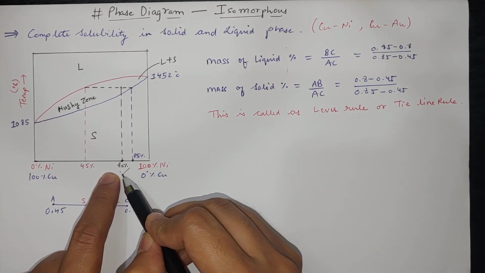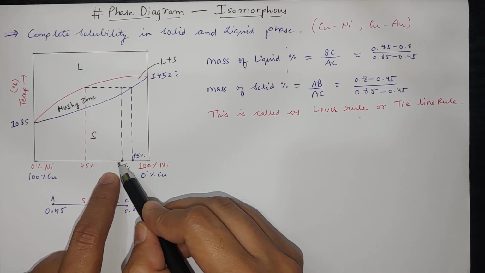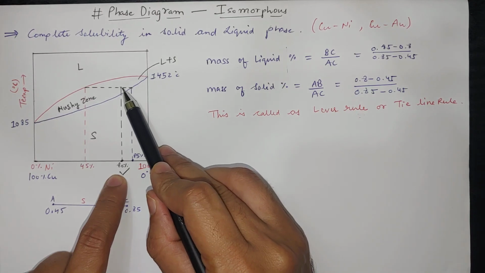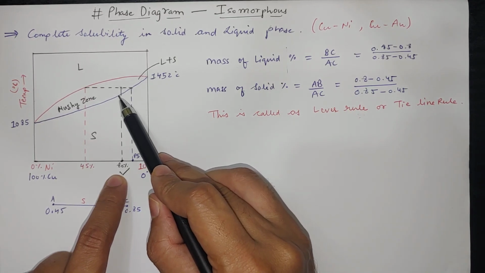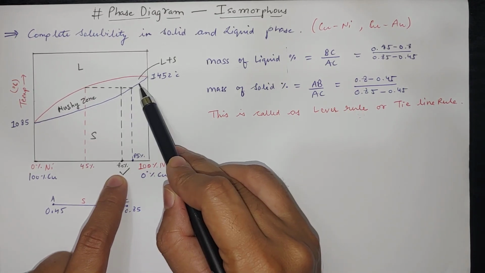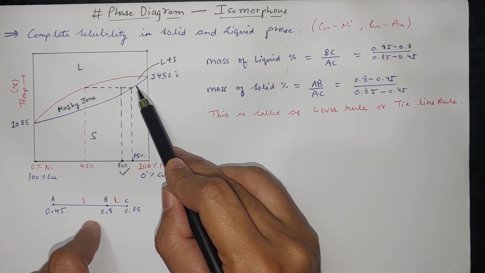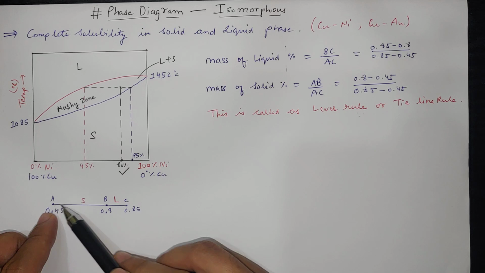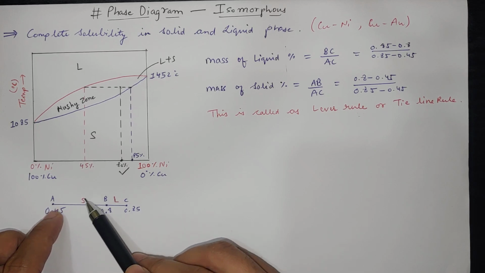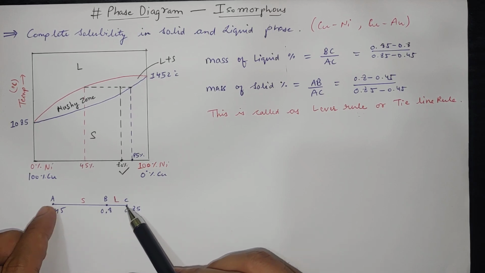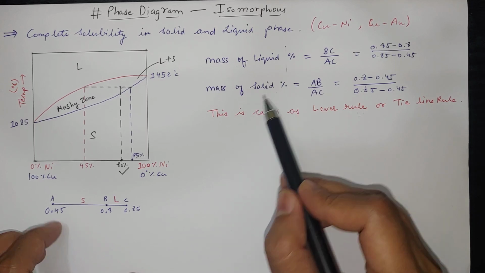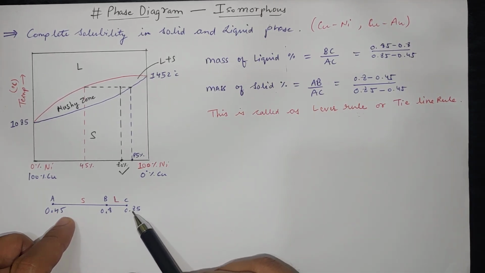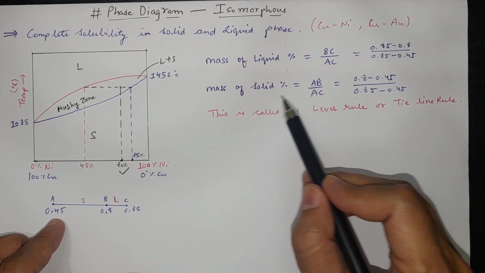We are interested in finding the solid percentage and liquid percentage at this particular composition and temperature. Here it is closer to the solidus line, so there must be more solid. More solid means the bigger length, and the bigger length is AB compared to BC. So AB must be the solid. The solid length divided by the total length will give the mass of the solid. So 0.8 minus 0.45 divided by 0.85 minus 0.45 will give the solid.